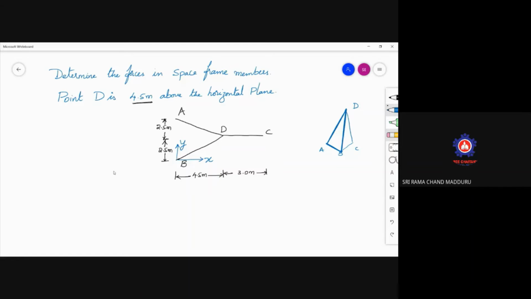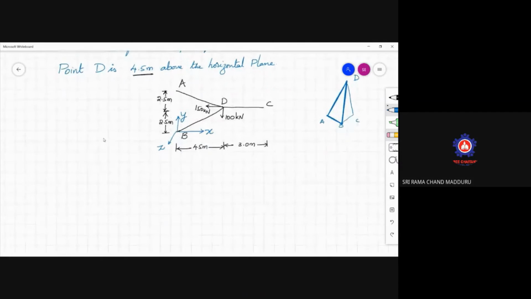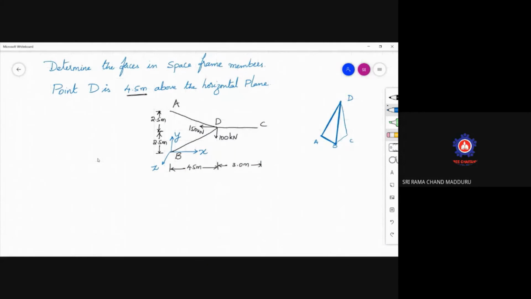It is given in the question that a point load of 100 kilonewtons is acting at D, and here this is also acting, 150 kilonewtons. Now, if this is x-axis, if this is y-axis, our z-axis will be vertically in the upward direction. This is our z-axis. So we denoted x, y, and z axis considering B as the origin.